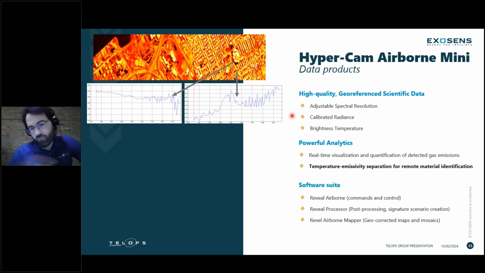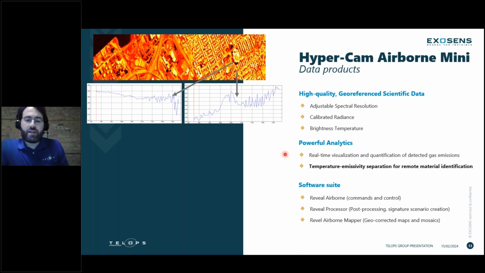Both systems, ground or in the air, have an adjustable spectral resolution. The base information data that you get as an output are calibrated radiances, so you can immediately see the spectrum that you get in your data cube, either in radiance or in brightness temperature. Brightness temperature typically gives a more direct indication of your spectrum.